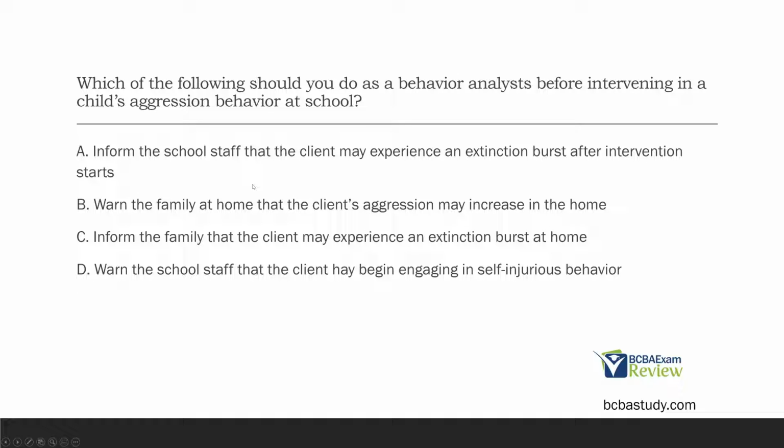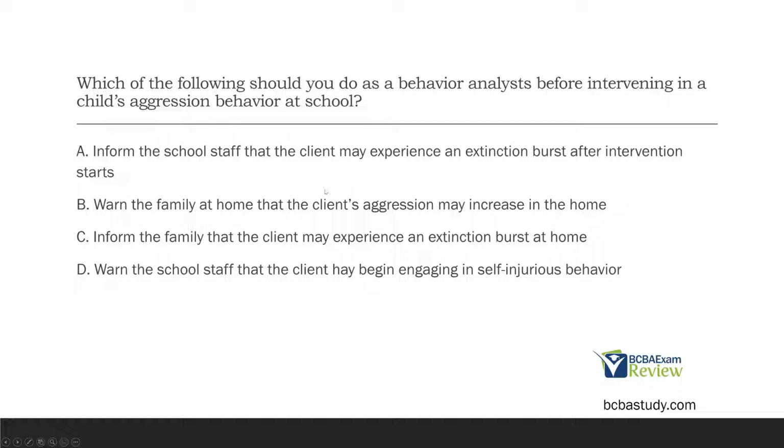A, inform the school staff that the client may experience an extinction burst after intervention starts. Now, this is a very common answer to pick, but you need to be careful. Did we talk about extinction at all in the question? No, we're just talking about intervening. We're not saying how we're going to intervene. So telling the school staff that an extinction burst might occur just isn't going to be accurate based on the information given. And remember, you're answering questions based on the information given, not what you would do if you were going to tackle aggressive behavior. We're looking at what the question is telling us. All the question says is we're going to intervene, not how. So A, we're adding stuff that just isn't there.